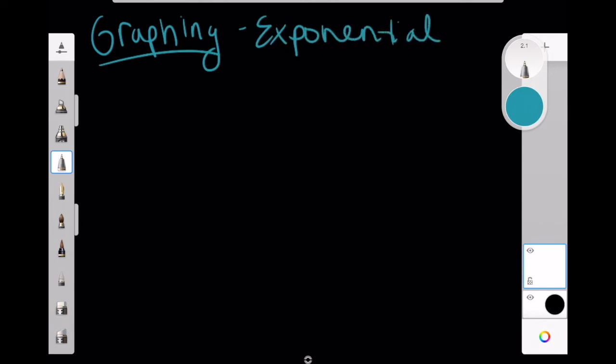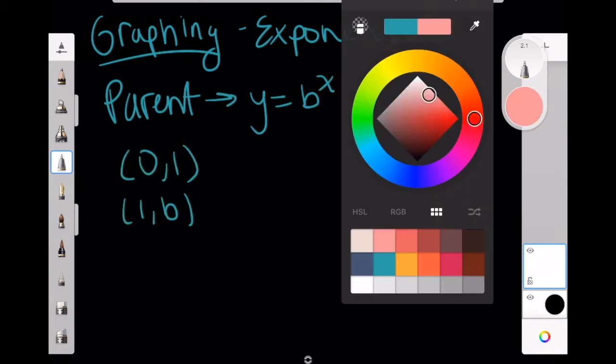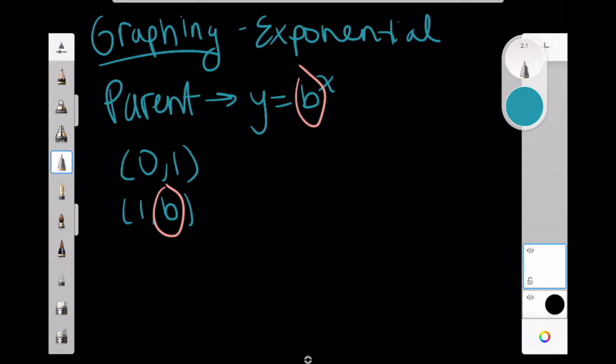Hello guys, so today we're going to be talking about graphing, and we're going to start off with exponentials. So the parent function of an exponential graph is y equals b to the x. The two main points we're going to need to know and always graph are (0, 1) and (1, b). And we also have to make sure to always graph the asymptotes.